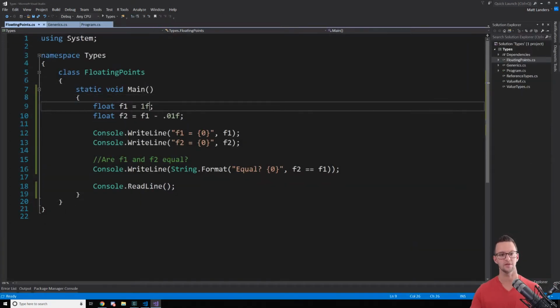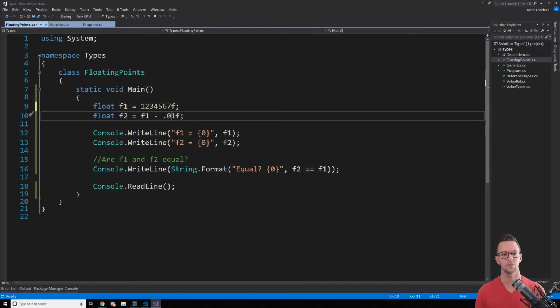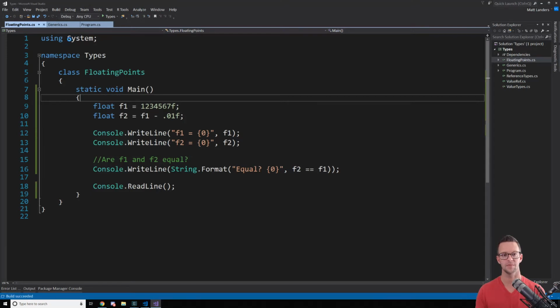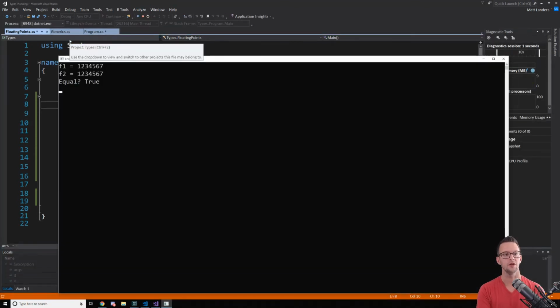So let's look. Now this is only 3 decimal places because we do 1 minus 0.01. We end up with, well, it's actually 2 decimal places, 0.99. So now let's make this a little bit bigger. Let's say that we do 1, 2, 3, 4, 5, 6, 7, which is the size of the accuracy that we get with a float, minus 0.01. What's going to happen here? So now look, it thinks that these two numbers are the same.